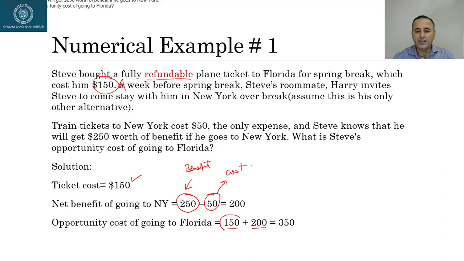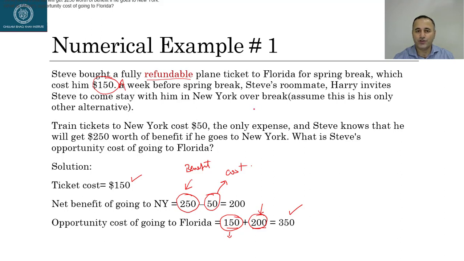Okay, so 150 is the actual cost, but at the same time, Steve is losing $200 by not going to New York. So the opportunity cost of going to Florida is 350. Again, 150 is the actual cost, the airplane ticket, and the 200 is the foregone benefit of not going to New York. Now I will add a twist to this example, okay?